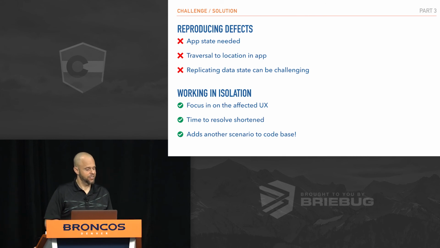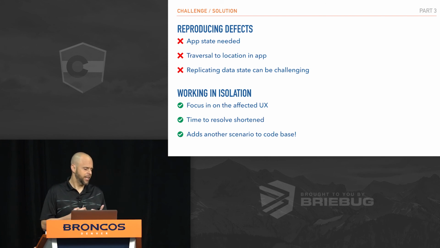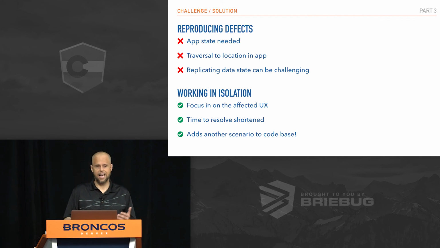Reproducing defects. This is a big one that isolation really benefits. We get a problem in our app and we've got to solve it. Well, when we're working in the app, we need to spin the app up and launch the app in order to get to that defect. So all of that app state is needed, the same stuff we talked about before, right? The app needs to be working, everything, in order to start debugging this defect and solving it. It can become complicated to do that traversal to get to that feature.